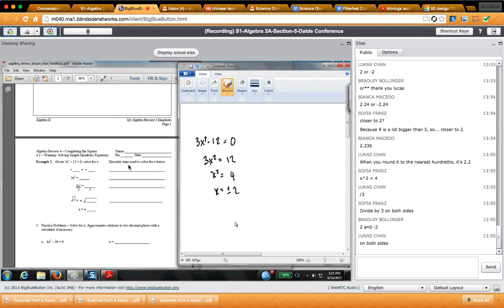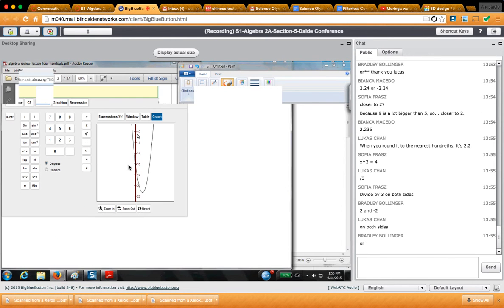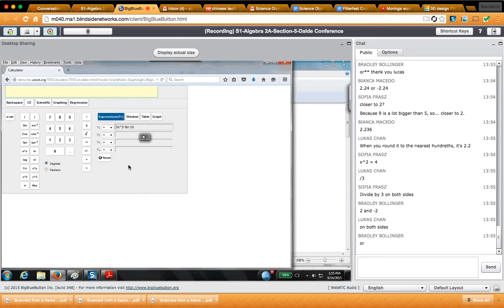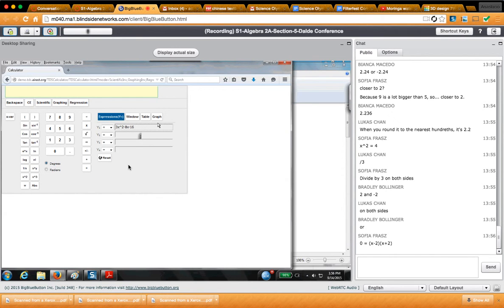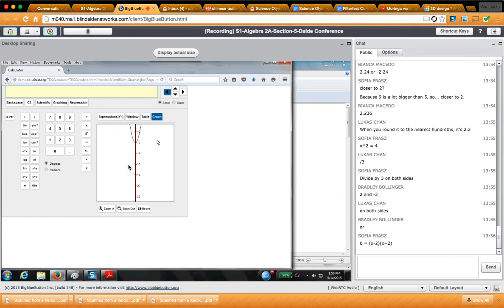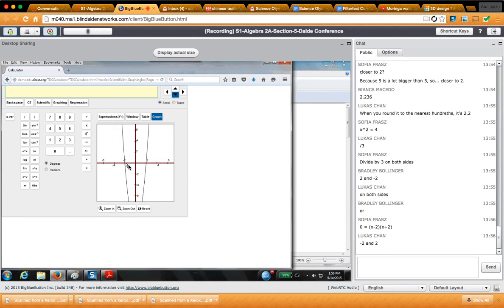And if you were to graph this, 3x squared minus 12 graphed would look something like this. Let's reset the window. I'll just zoom out. There we go. If you were to graph it, it would look like a parabola like that. And where does it cross the x-axis? At plus or minus 2. So, ergo, we got it correct. Because that's essentially what we're doing here.